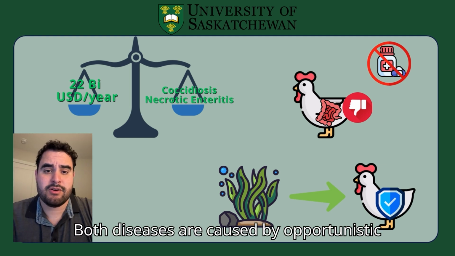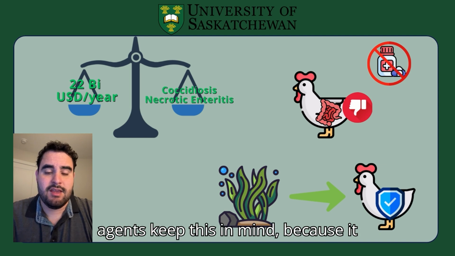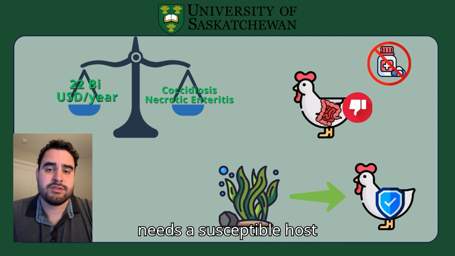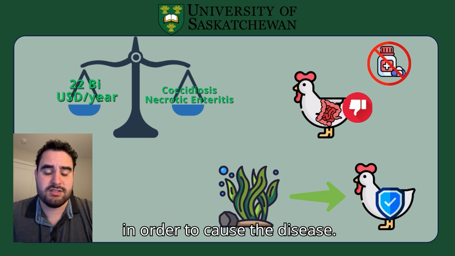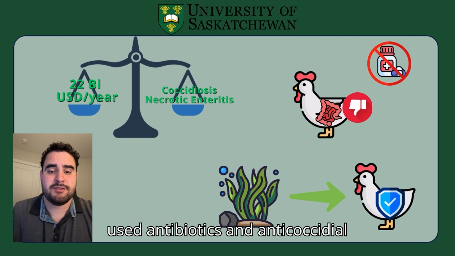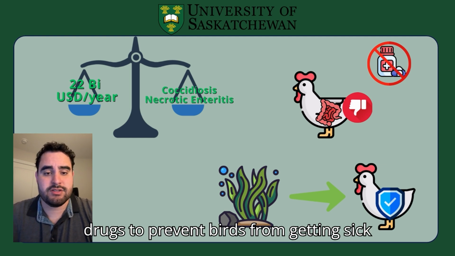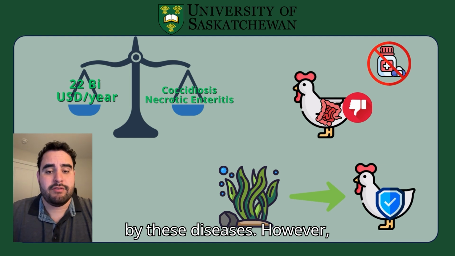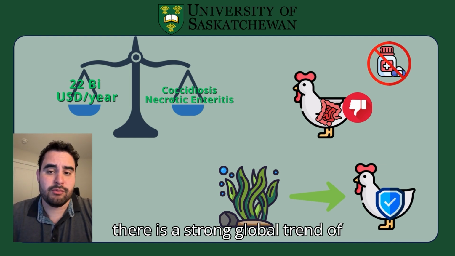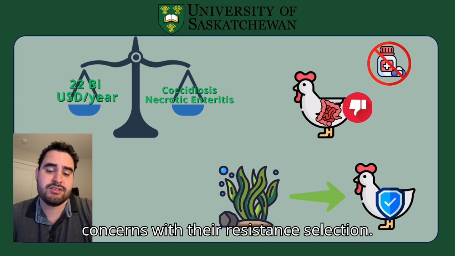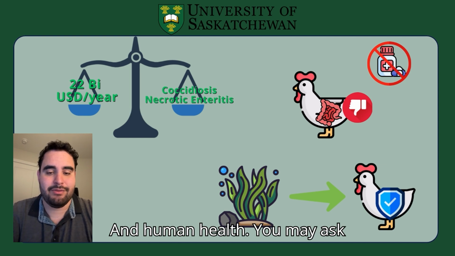Both diseases are caused by opportunistic agents. Keep it in mind because it means, in other words, that the agent needs a susceptible host in order to cause the disease. For a long time, the poultry industry used antibiotics and anticoccidial drugs to prevent birds from getting sick from these diseases. However, there is a strong global trend of reducing the usage of such drugs due to concerns with resistance selection and human health.